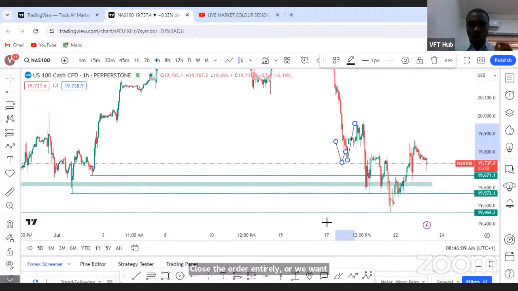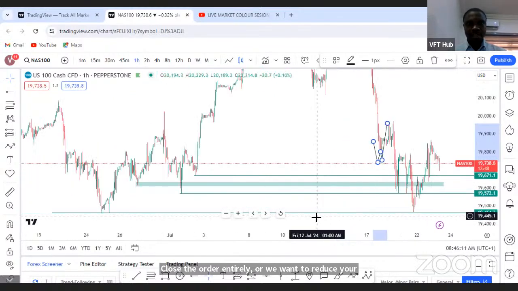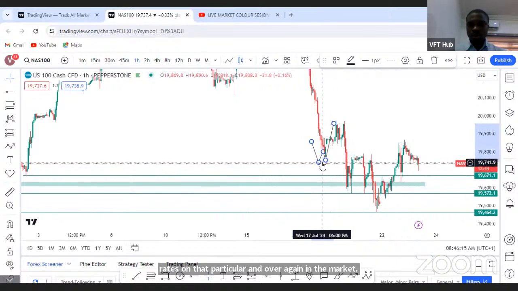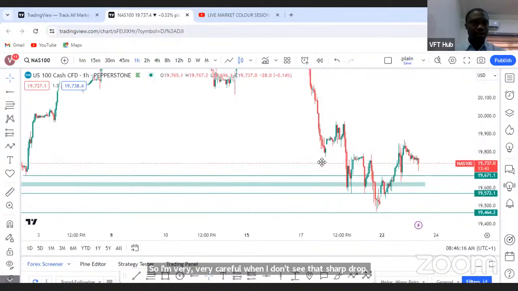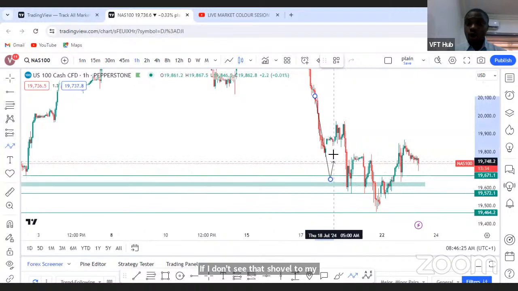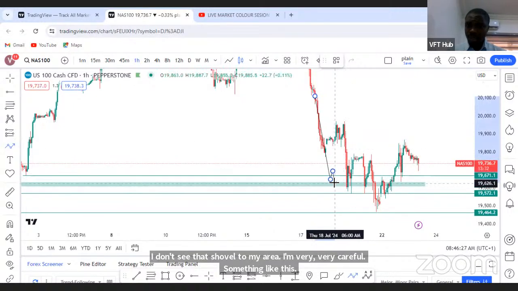I've seen this happen over and over again in the market. So I'm very, very careful when I don't see that sharp drop, that one-time sharp drop to my area. If I don't see that sharp drop to my area, I'm very, very careful. Something like this, yes. If I now see all of this drama happening around here, so I'm cool.